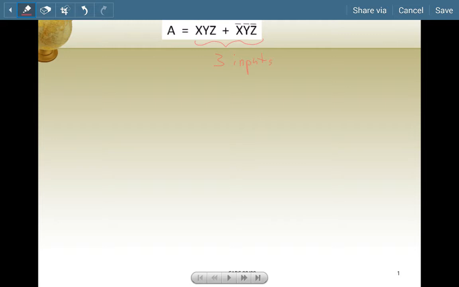And how many outputs? There's only one expression you're supposed to draw, so therefore it is one output. The output is represented by the alphabet A. So this is the output.